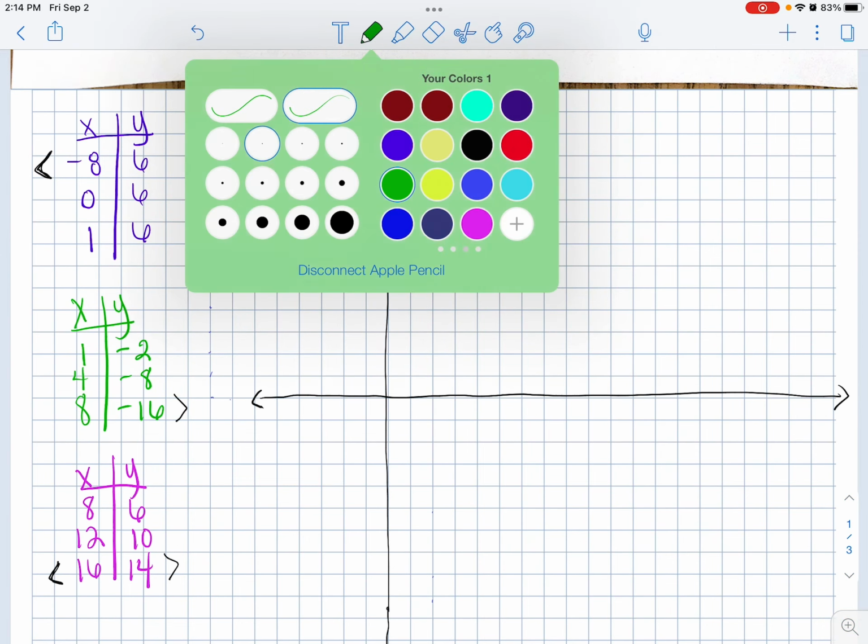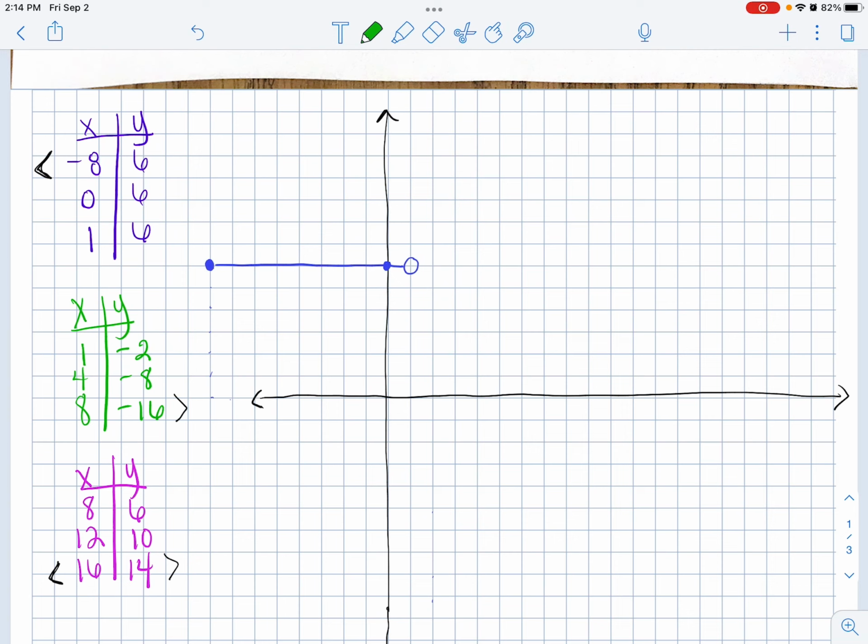All right, the second part of the function was 1 and -2. Again, it's less than or equal to 1, so 1 and -2 is going to be a closed circle. 4 and -8. 1, 2, 3, 4. 1, 2, 3, 4, 5, 6, 7, 8. Again, the ones in between are always closed. And then the 8 is going to be an open circle because it's just less than 8.